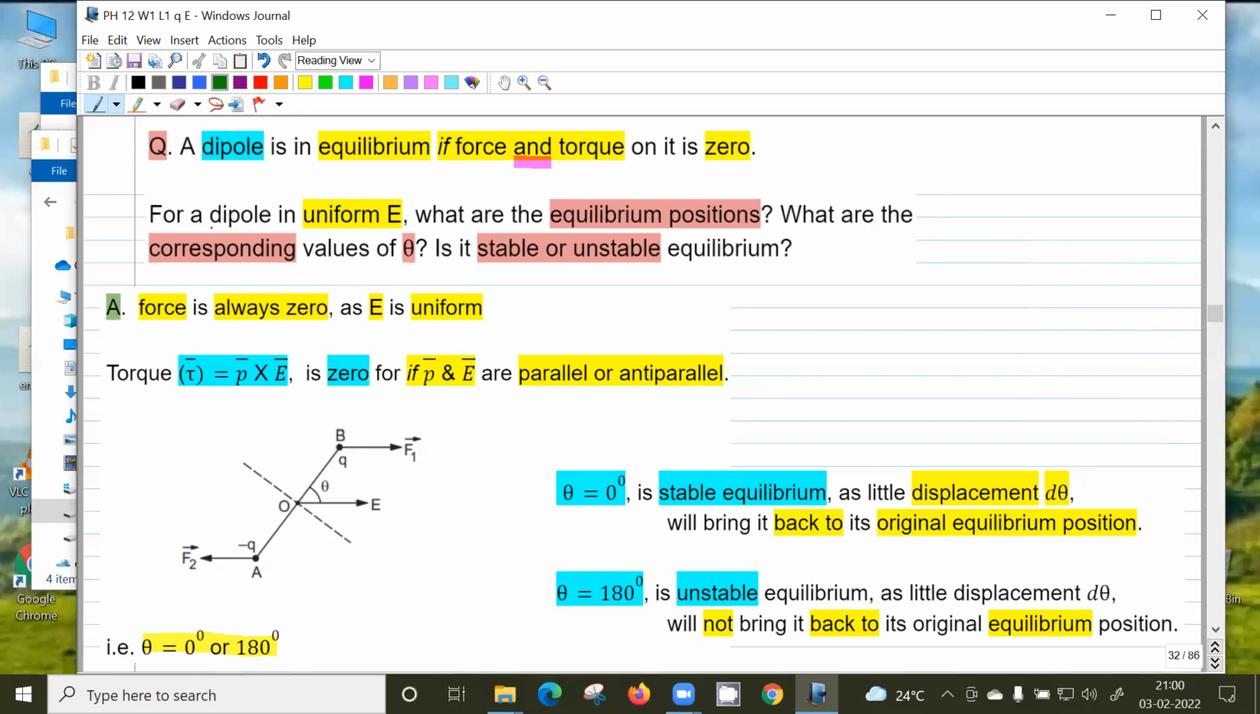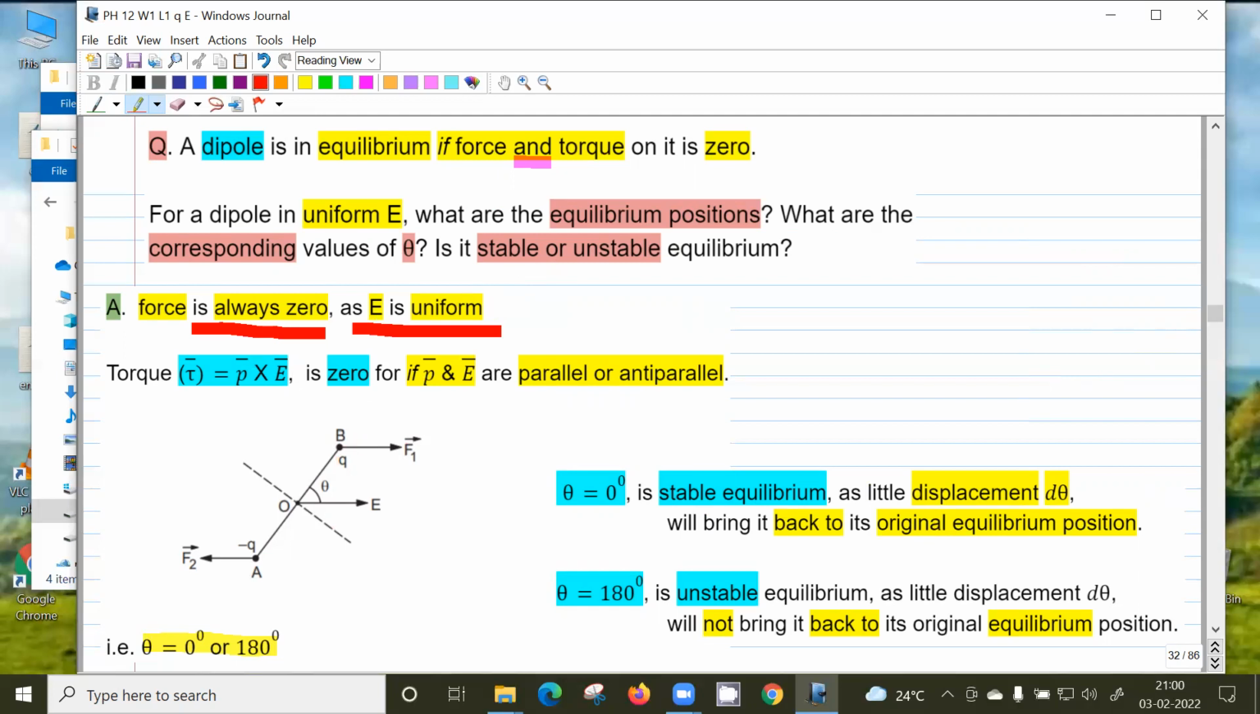So for a dipole in a uniform electric field, what are the equilibrium positions and the corresponding values of theta? And you have to say whether the equilibrium is stable or unstable. If you take a dipole placed in a uniform electric field, the forces will be plus QE and minus QE, so the net force is always zero. We are assuming E is uniform, not complicating the situation. But the torque is not zero, because the torques are in the same direction.